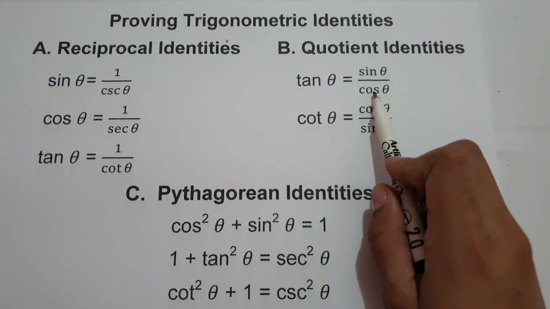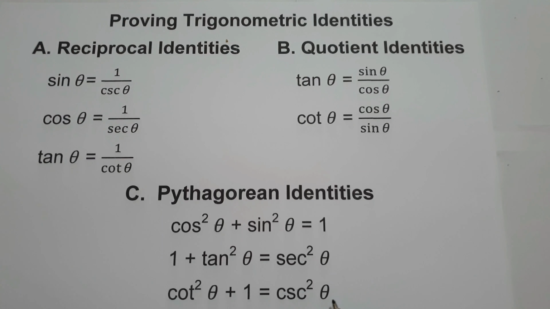cosine theta over sine theta, and in Pythagorean identities, we have cosine square theta plus sine square theta is equal to 1, and we have 1 plus tangent square theta is equal to secant square theta, and cotangent square theta plus 1 is equal to cosecant square theta. So these are the basic identities that we need to remember in order for us to prove trigonometric identities. So let's start and let's have an example.